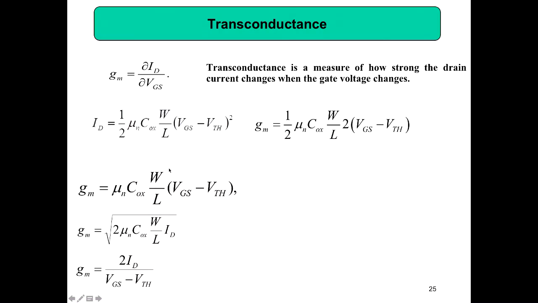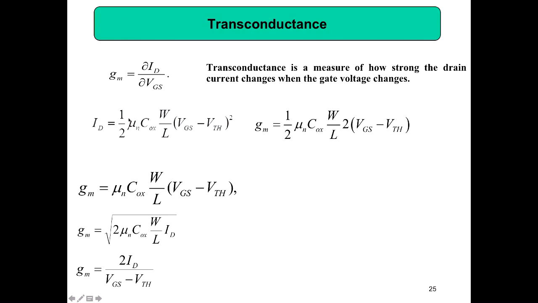Mu n COX W by L (VGS minus VTH), or GM equal to the square root of 2 into mu n COX W by L into ID, depending upon which part you are substituting. Because GM you got this much, you can substitute in a different way. See, half mu n COX W by L. I can substitute instead ID by (VGS minus VTH) the whole square. Then what will happen? You get this expression. You know what I meant?